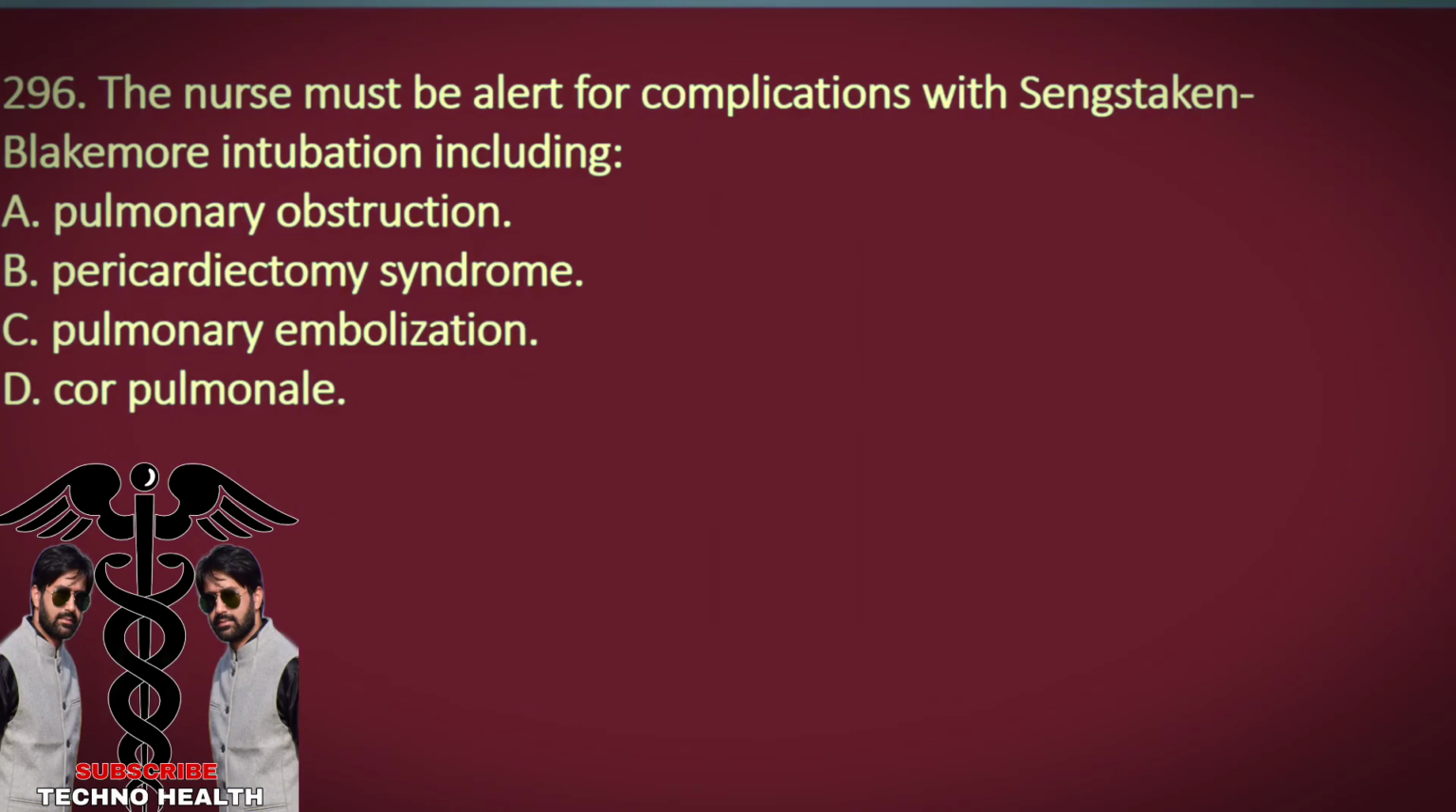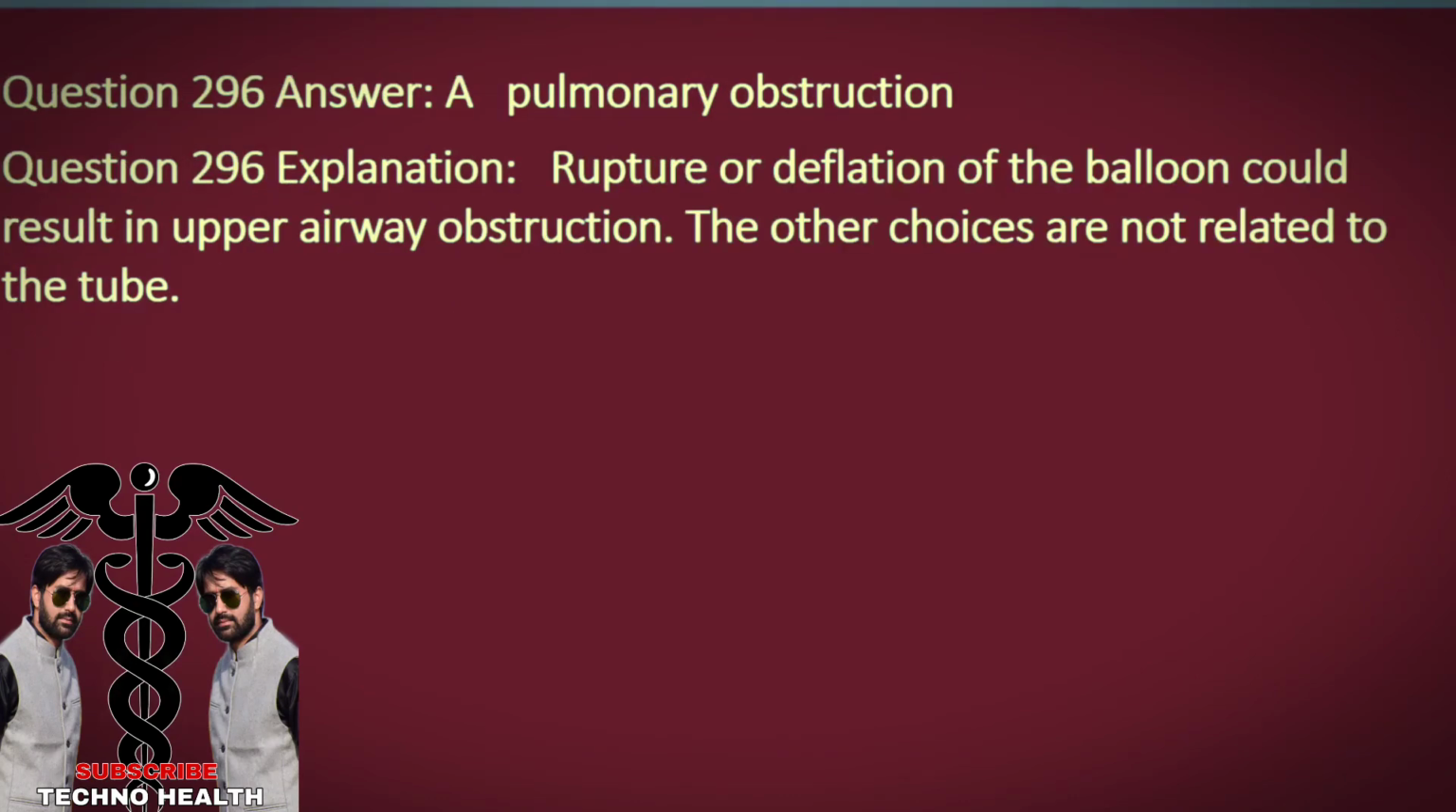Question 296. The nurse must be alert for complications with Sengstaken-Blakemore intubation including A. Pulmonary obstruction, B. Pericardiectomy syndrome, C. Pulmonary embolization, D. Cor pulmonale. Question 296 Answer, A. Pulmonary obstruction. Question 296 Explanation. Rupture or deflation of the balloon could result in upper airway obstruction. The other choices are not related to the tube.